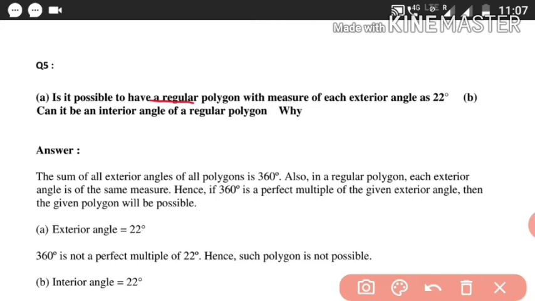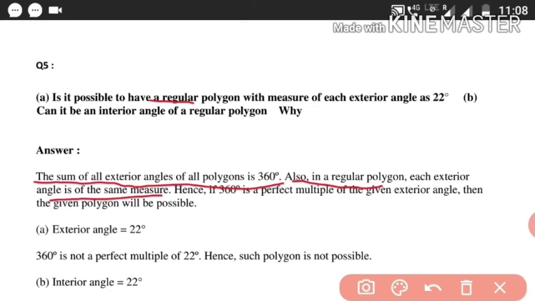So how will you find it? The solution is, we know the sum of all exterior angles of any polygon is 360 degrees. Whether the number of sides is 4, 5, 6, or 7, for any polygon the sum of exterior angles is 360 degrees. Also, in a regular polygon each exterior angle will be equal, and each interior angle will also be equal.